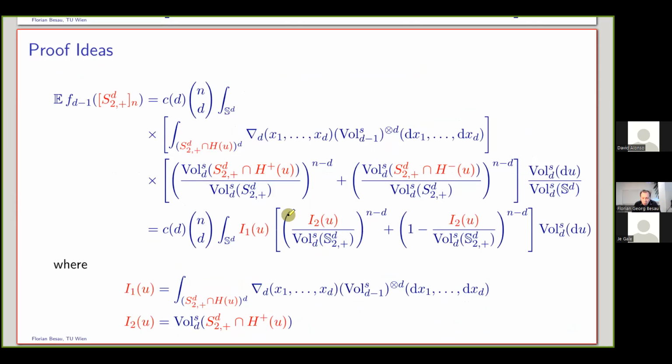And to write this in a simpler way, we now call this first integral I1, and the volume of this wedge intersected with another half space will be called I2. So we have to find estimates for I1 and I2 to eventually find the limiting behavior of this integration here. To understand these functionals I1 and I2, they are dependent on the direction u of the normal vector u of your hyperplane. The first step is to understand the geometry of this wedge intersected with a hyperplane or a closed half space.